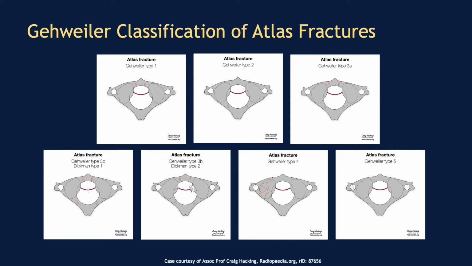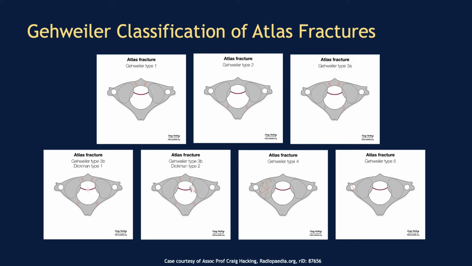Type 3 fractures, also known as Jefferson fractures, involve the anterior and posterior arch. This fracture pattern is seen after high energy axial loading injuries, and stability of this fracture is determined by integrity of the transverse ligament. Because of the importance of the transverse ligament in surgical decision making for type 3 fractures, further subclassifications have been developed to categorize these fractures. Type 3A is defined by an intact transverse ligament and can be managed with a collar. Type 3B is defined by a compromised transverse ligament.